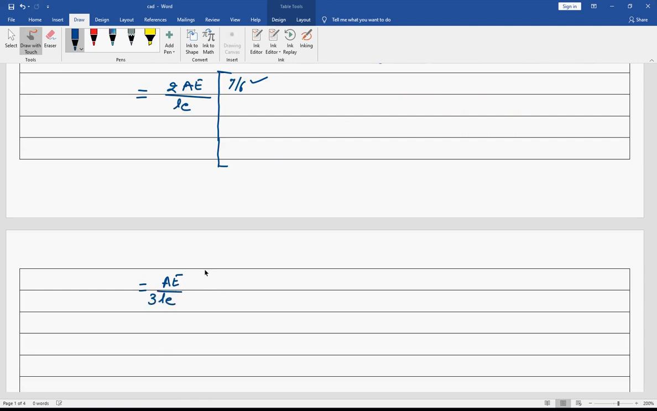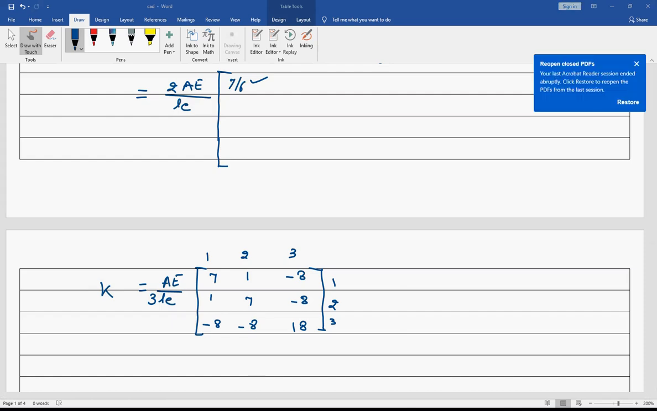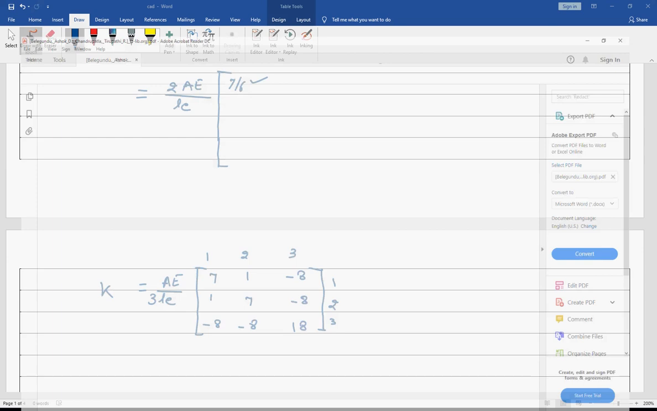So AE by 3 LE, this is what I am going to directly write. So I get 7, 7, 16, minus 8, minus 8, minus 8, minus 8, and this will be 1, 1, 1, and this will be 1, 2, 3, 1, 2, 3. In this way, I'm going to have my global stiffness matrix. On your own, you can try to find out the solution for this. Absolutely no problem. 7 by 6 is the first correct answer.